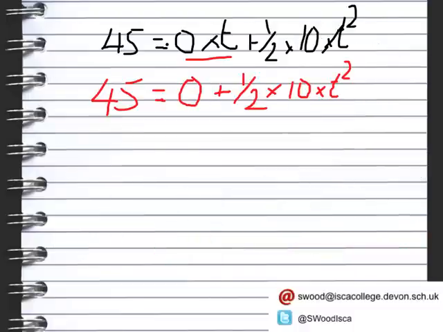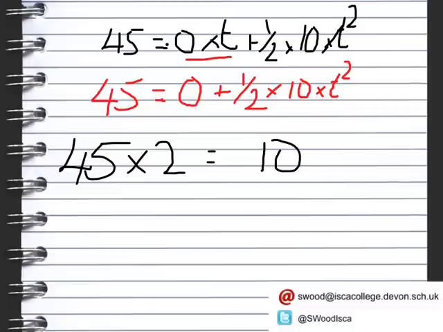Okay, so here is our section. First of all we can get rid of the 0, and we can cross that one out. Now the next thing we want to do is get rid of this half. So we're going to multiply both sides of the equation by 2, and that will get rid of the half, because if we multiply a half by 2 we end up with 1. So we've now got 45 times 2 is equal to 10 times t squared. Remember the 0 has gone because 0 plus anything is going to be 0.